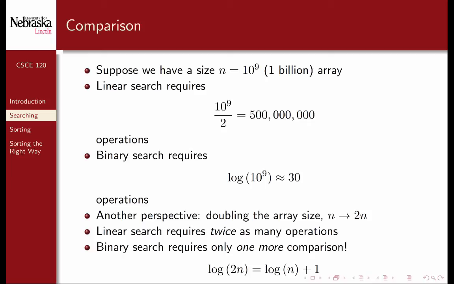Consider another perspective. Suppose that we start with an array of size n and then double its size to 2n. Linear search would require twice as many operations because the number of operations grows linearly with respect to the input size. However, binary search, because of the nature of logarithms, would only require one more comparison. Clearly, binary search is much faster in general, although again it does require the array to be sorted.